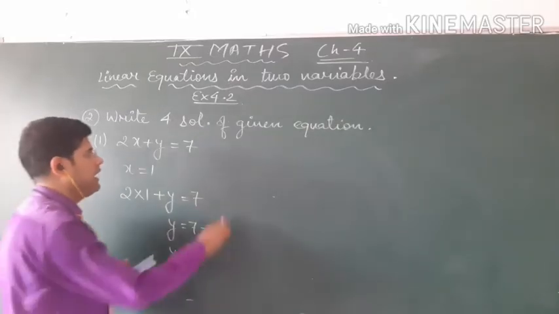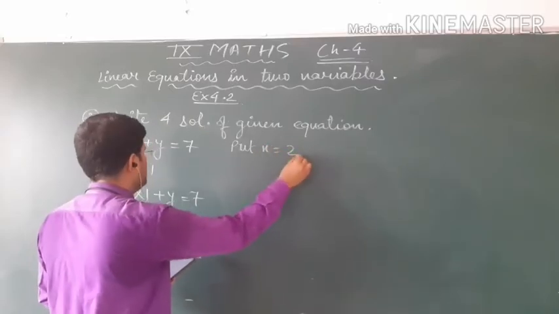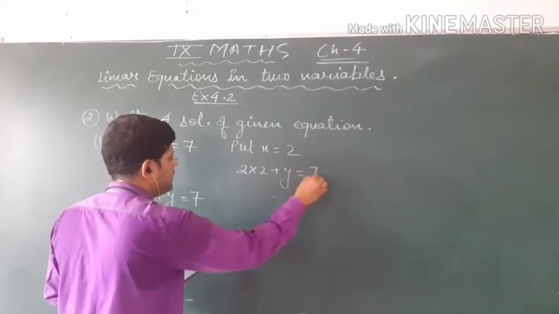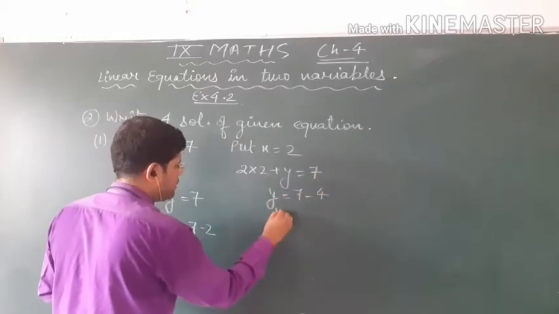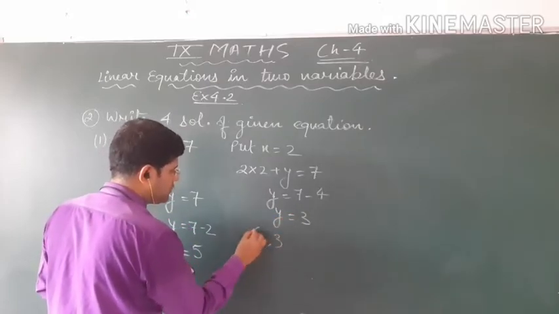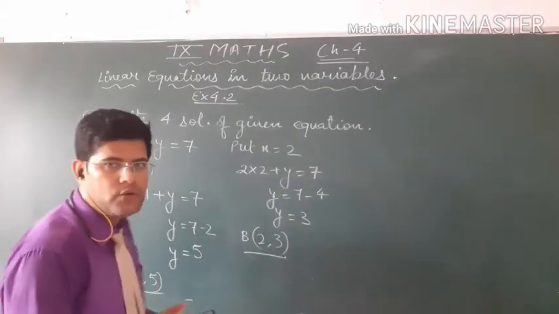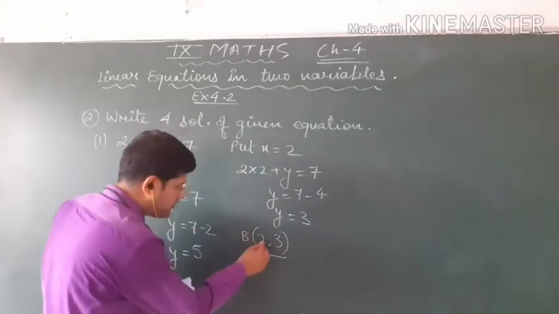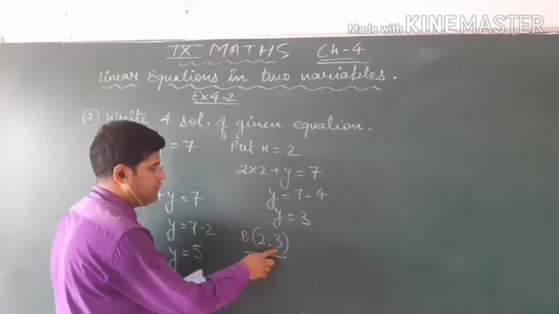This is the first solution. When we put x equal to 2, then 2 into 2 plus y equal to 7. Then y equal to 7 minus 4. Then y equal to 3. So when we put x equal to 2, then we have 3. This one is the second. You can write the solution as a coordinate also. I told you in the previous question how we write the coordinate. Firstly, we write x, which will be the leader, and 3 will be the follower.